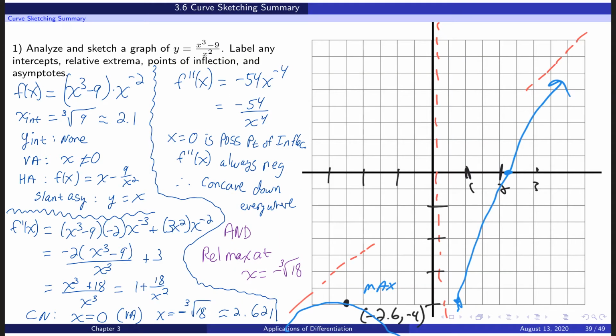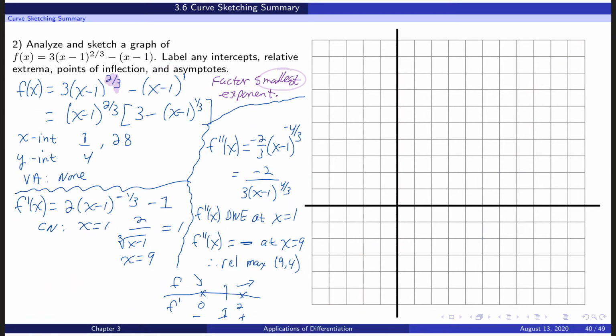Okay, I would pause the video here, make sure that you have all that algebra down, and you might even want to practice how to take the derivative and the second derivative of that function. So the second example is not a rational function. We have 3 times x minus 1 to the 2/3 and another x minus 1. So the rule is you're going to factor out the lower exponent. So I'm going to take out x minus 1 to the 2/3, and what's left behind is over here.